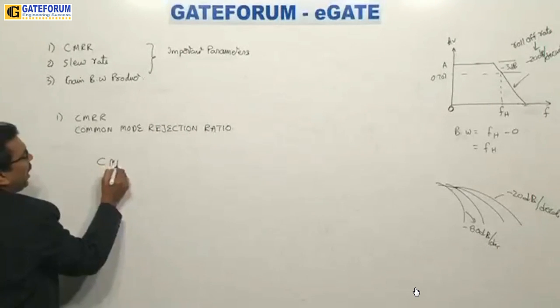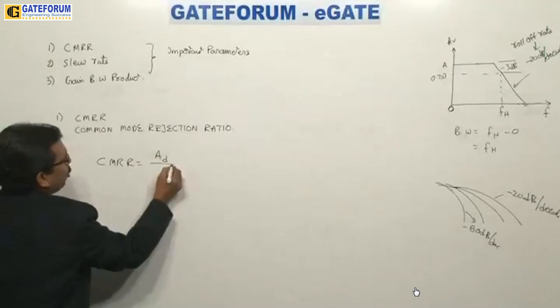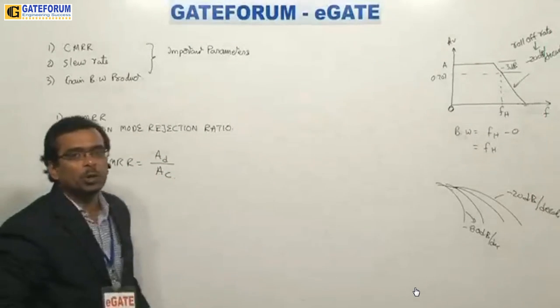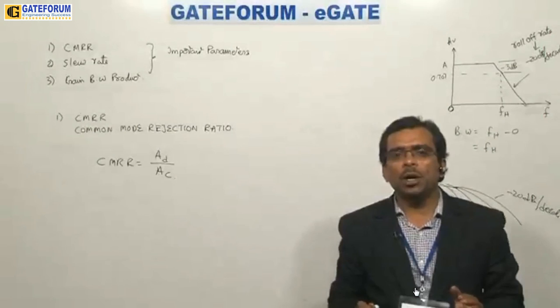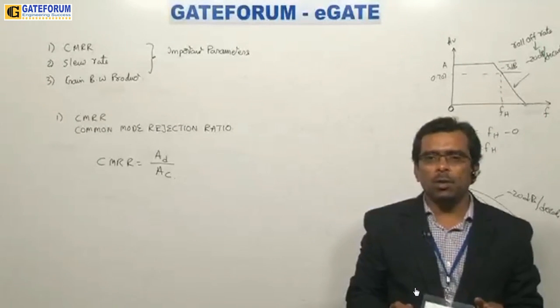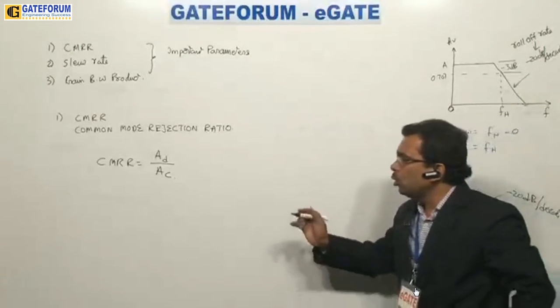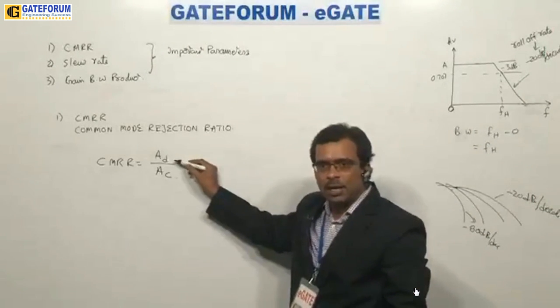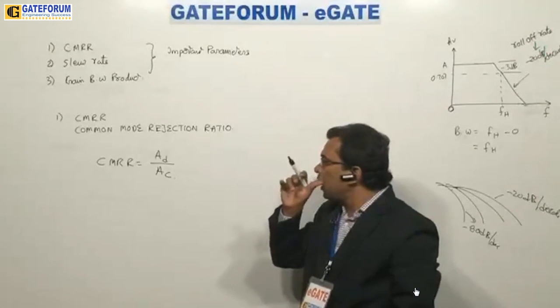The CMRR is defined as the ratio of difference mode gain to common mode gain. Okay, ratio of difference mode gain to common mode gain. What do you mean by ratio of difference mode gain to common mode gain? Now, what do you mean by this? If you try to see here, AD by AC, difference mode gain to common mode gain, we understand it like this.